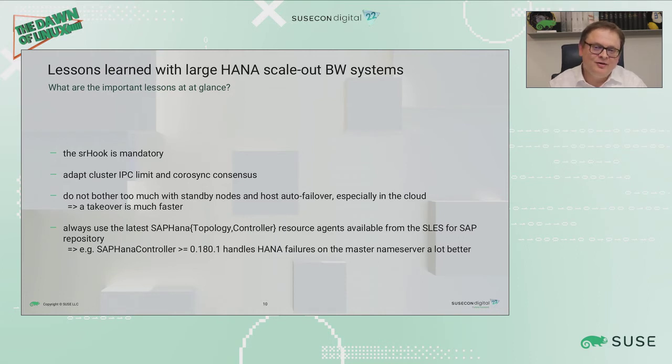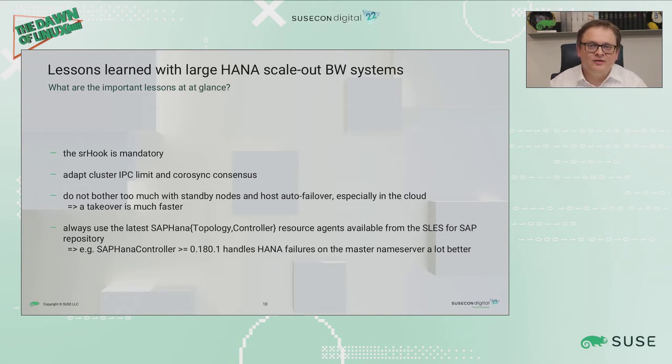Second thing is that it's also more or less mandatory to tweak the cluster IPC limit and to tweak the Corosync consensus timeouts, because the defaults are way too small, and it's quite a clever idea to have Corosync set the consensus timeout itself, because this is determined by the number of nodes. We'll come to that in a second.